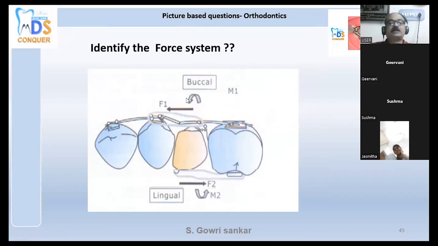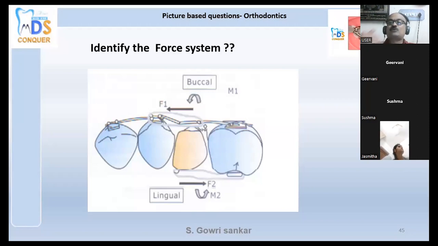What is a couple in orthodontics? A couple is a force system. It should contain two forces, number one. To produce a rotation, they should be equal in magnitude. And of course, they should produce moments in opposite directions. Usually, they are used for rotation correction.